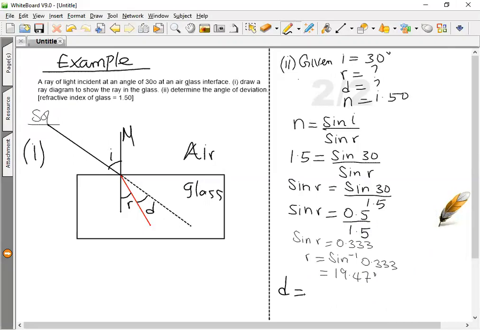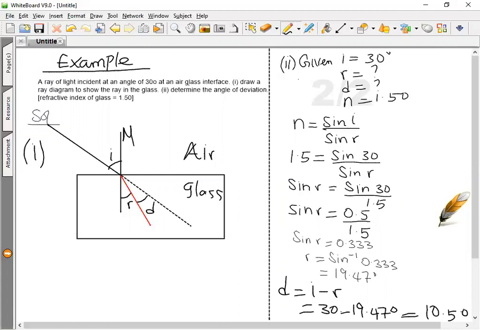And remember that D equals I minus R, and that will be equal to what? 30 minus 19.47 degrees. And that will give you 10.52. I think we have 10.53. Okay, let's just say about 10.5 degrees. So that's going to be our angle of deviation.